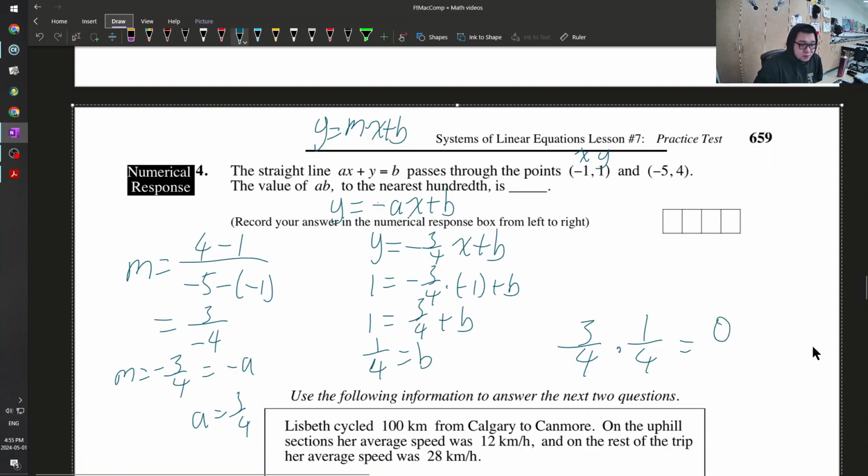0.1875. I will prefer to use fraction if we can, but we're doing this in numerical response, so we round it to 0.19. 0.19.